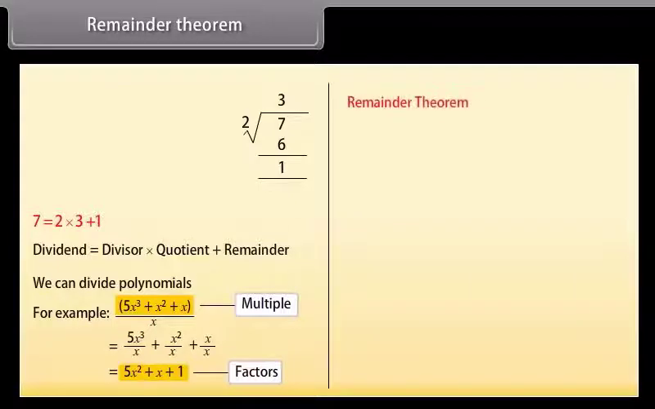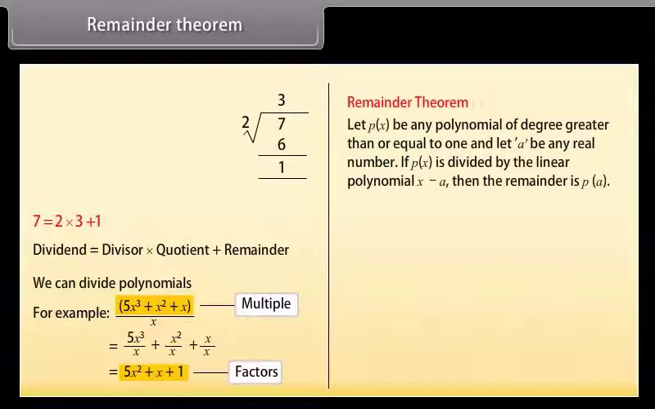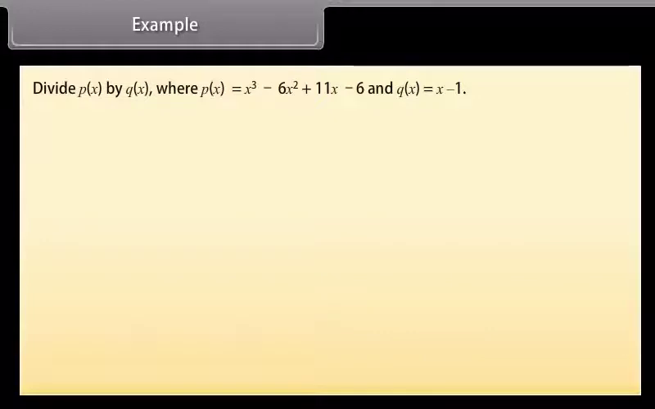Let's now see what remainder theorem says. Let p(x) be any polynomial of degree greater than or equal to 1, and let a be any real number. If p(x) is divided by the linear polynomial x minus a, then the remainder is p(a). This is known as remainder theorem. Example: divide p(x) by q(x), where p(x) is equal to x cubed minus 6x square plus 11x minus 6, and q(x) is equal to x minus 1.